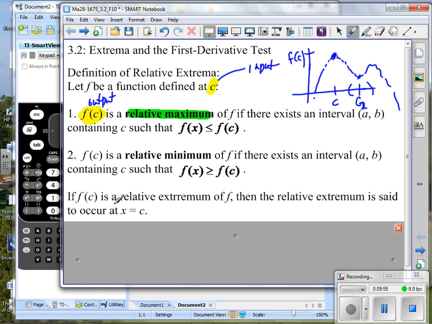If that output value is a relative extrema, then the relative extrema is said to occur at that point. Okay, they're just repeating themselves. That's all they're saying.